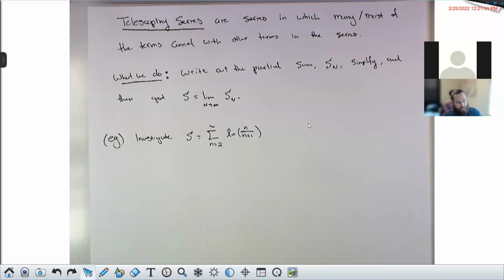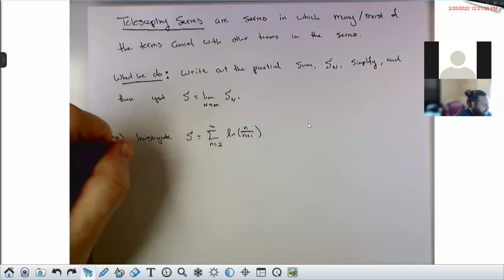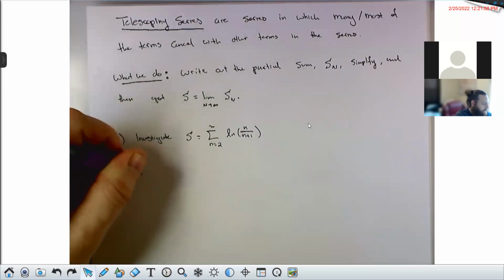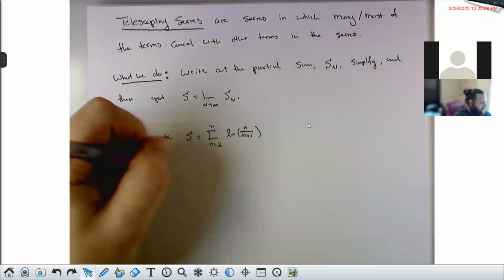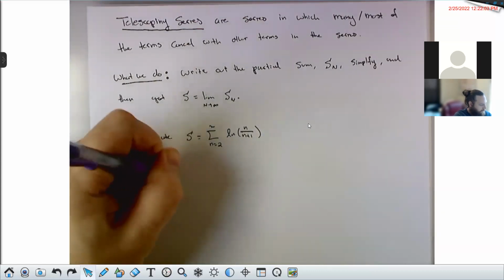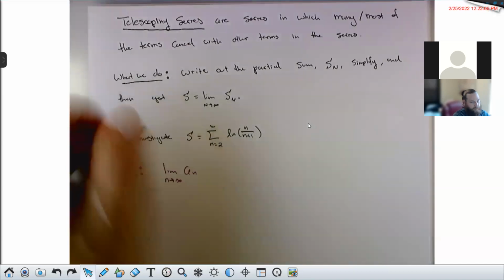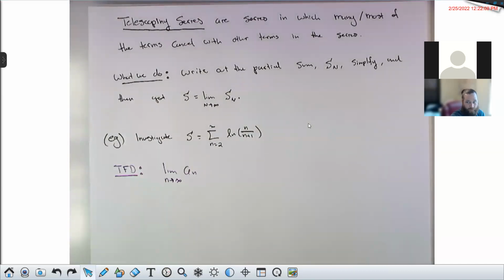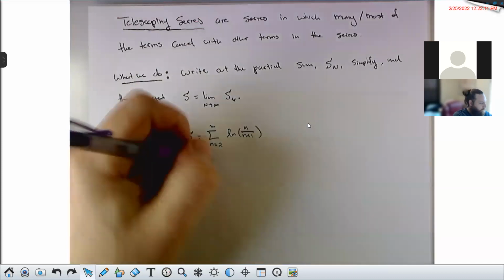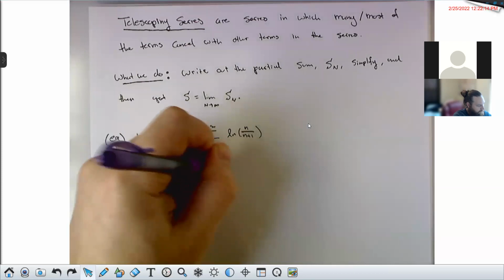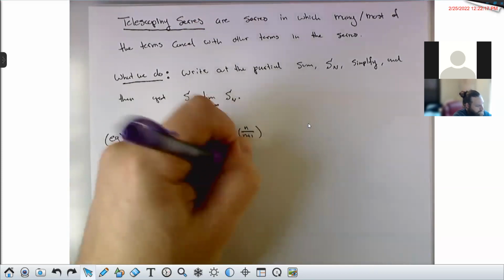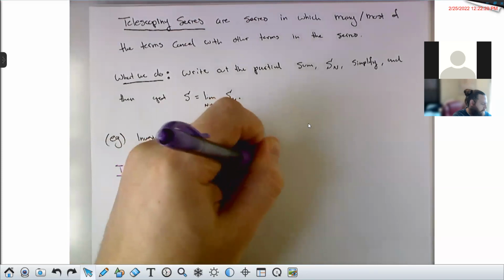Now, at the start of class, I said, first thing you should do when somebody hands you a series is run the test for divergence. You should always ask yourself, does the test for divergence show me this series diverges? Because if it does, that's an easy test. You just stop there. I'm going to start by running TFD. TFD says if the limit as n goes to infinity of a_n is not 0, then the series diverges. So the a_n's in this series are the natural log of n over n plus 1.